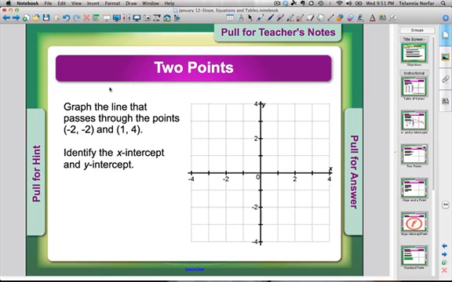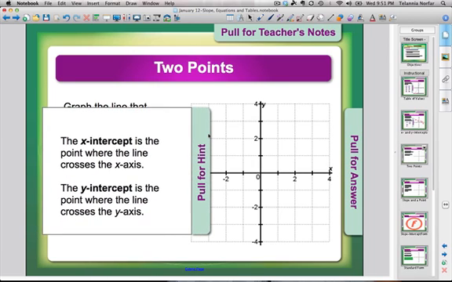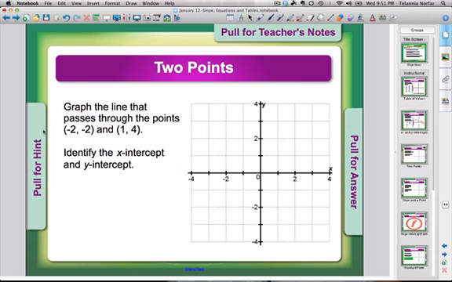Okay, if we're given 2 points, graph the line that passes through the points -2, -2, and 1, 4. Identify the x and y intercepts. Let's look at the hint. Remember, the x-intercept is the point where the line crosses the x-axis, and the y-intercept is the point where the line crosses the y-axis. Pause the video until everyone has answered.